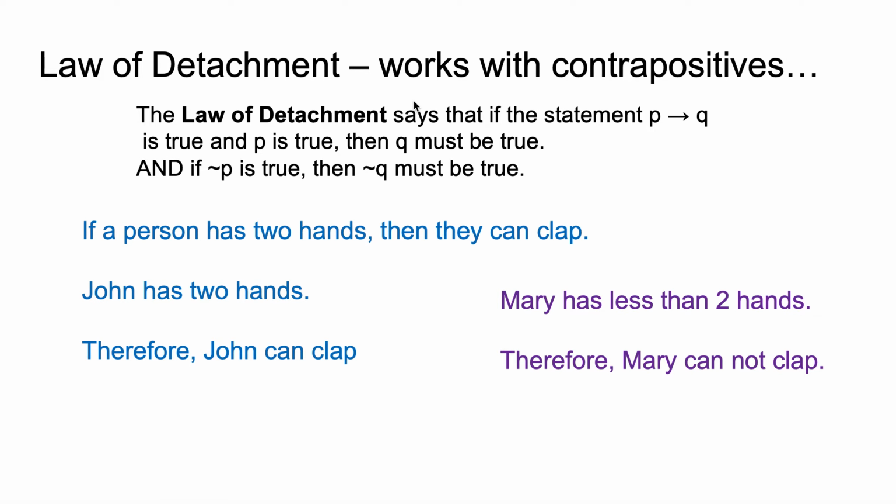It does work with contrapositives, but you have to be careful here, right? So here's an example. If a person has two hands, then they can clap. That's a rule. Let's assume that rule is true. John has two hands, therefore John can clap. That is a valid conclusion using the law of detachment.